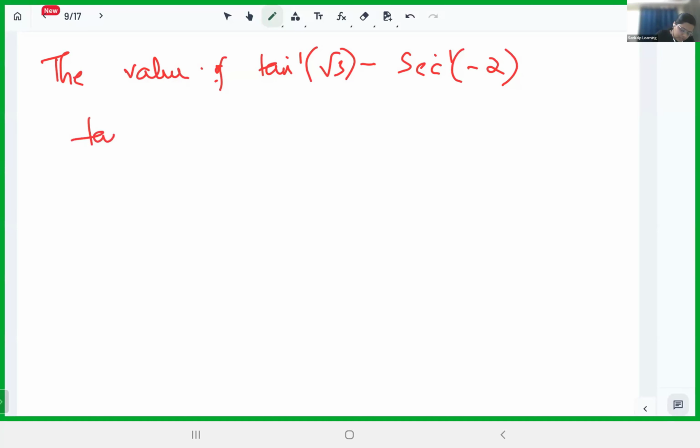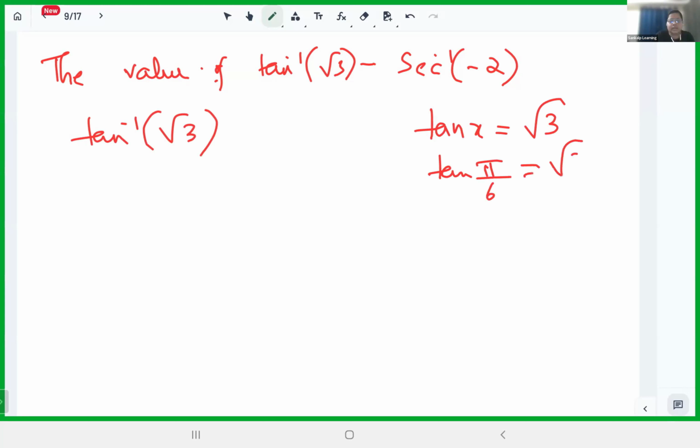So we'll start from tan inverse of root 3. In order to apply the property tan inverse of tan x is equal to x, we should convert this root 3 into tan x, isn't it? So tan x is equal to root 3. Which value of x will give you tan x as root 3? It is tan pi by 3. Tan 60 is root 3, isn't it? So 60 can be written as pi by 3. Tan pi by 3 is root 3. So we can write tan inverse of root 3 as tan inverse of tan pi by 3.